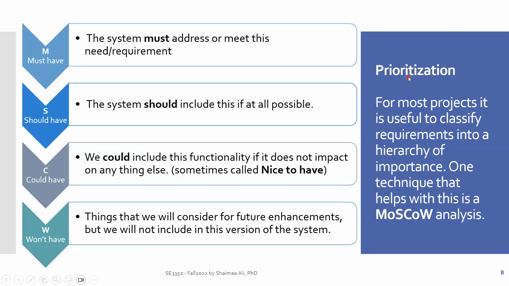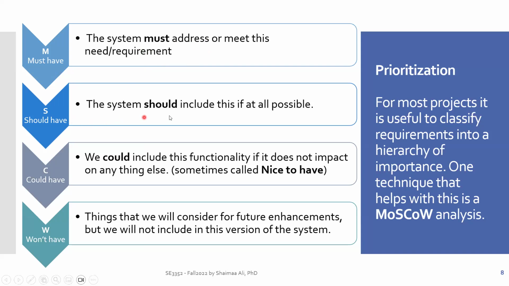So a common prioritization tool is called MoSCoW. You just categorize your requirements in M, S, C, or W categories. So M for must-have. The must-haves are the most important set of requirements. Without them, there's no system. Anything else has no value without these must-haves. So these are the most important requirements of the system.